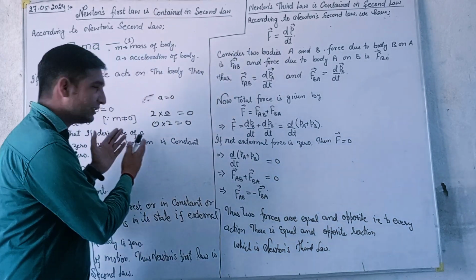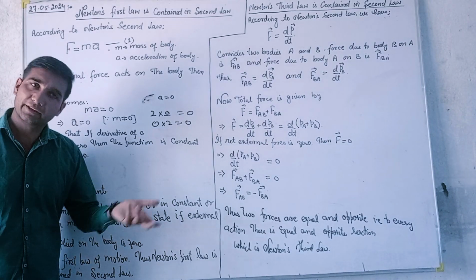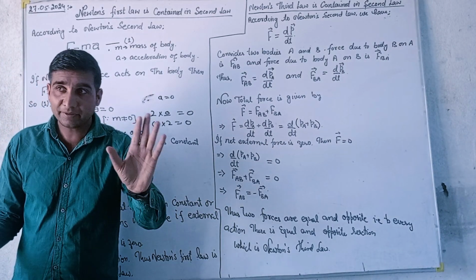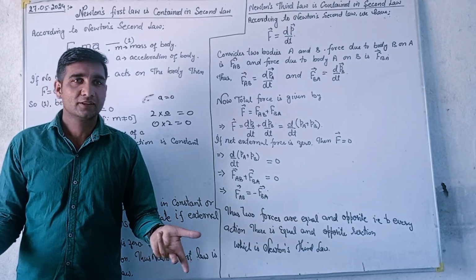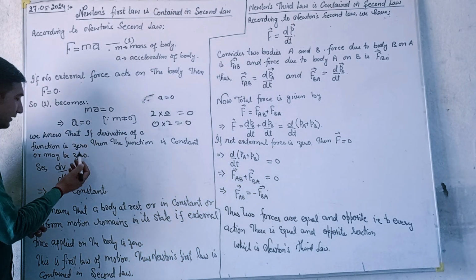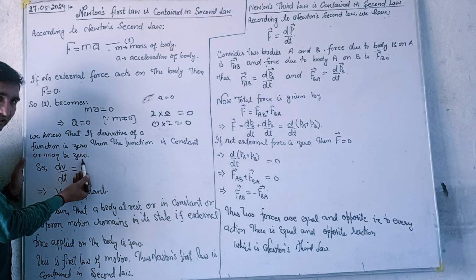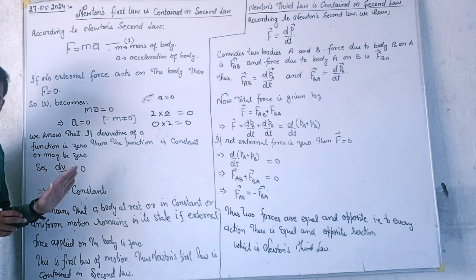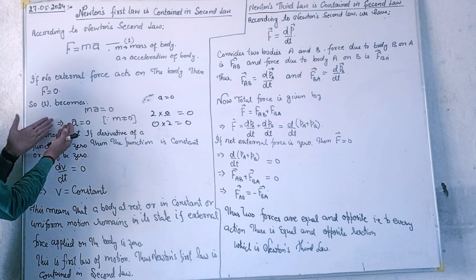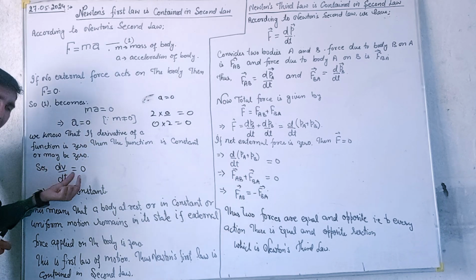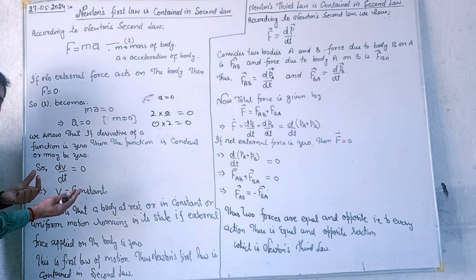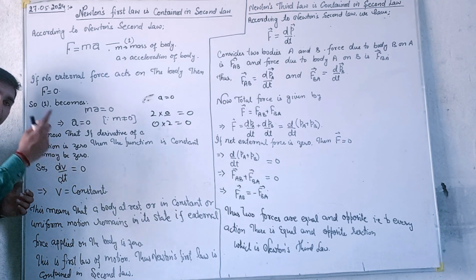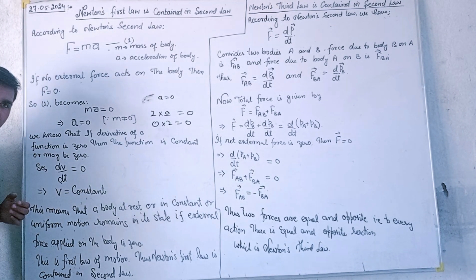Now, acceleration is the derivative of velocity. So if acceleration is 0, definitely the velocity will be constant, or it may be 0, because 0 is also a constant. So dv by dt is equal to 0, that means a is equal to 0. If the derivative of the velocity is 0, velocity will be constant.